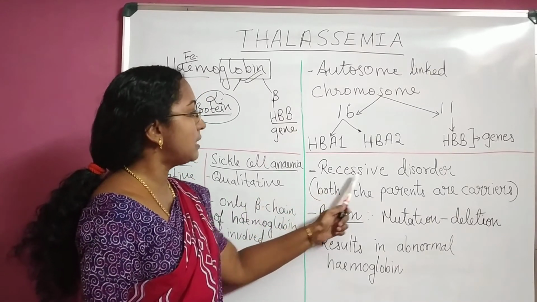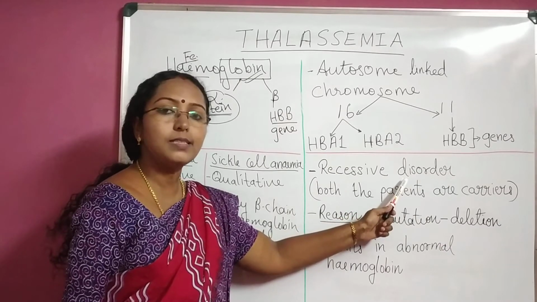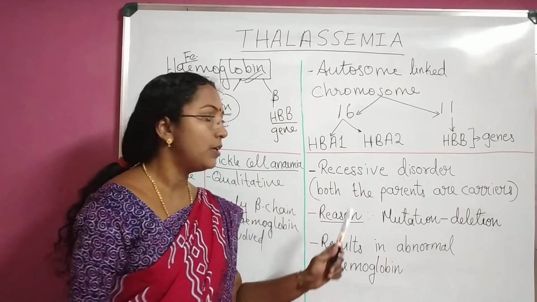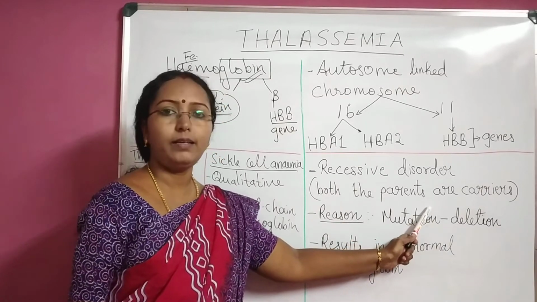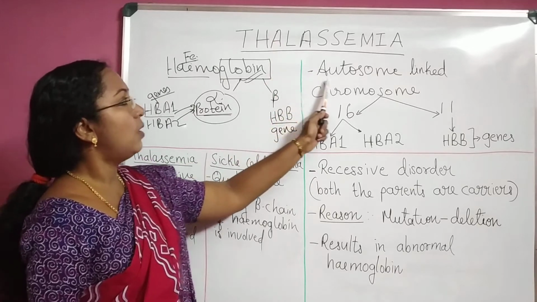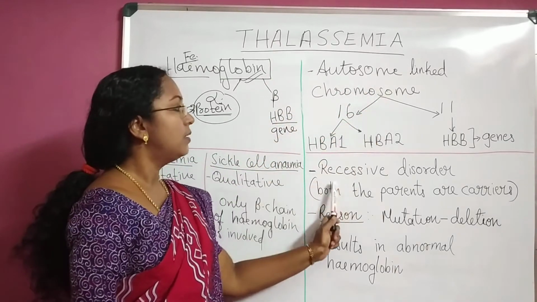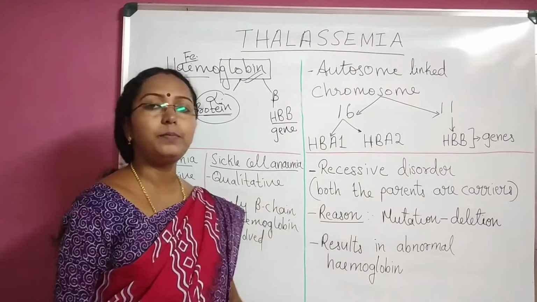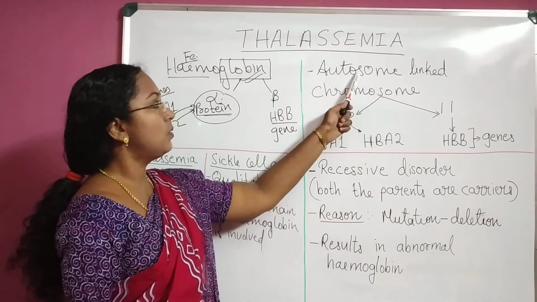So this is a recessive disorder. Why is this a recessive disorder? Because the progeny will get the disease only if both the parents are carriers. So we can say thalassemia is an autosome linked recessive disorder. So these two features of thalassemia are explained now. Why is it autosome linked?